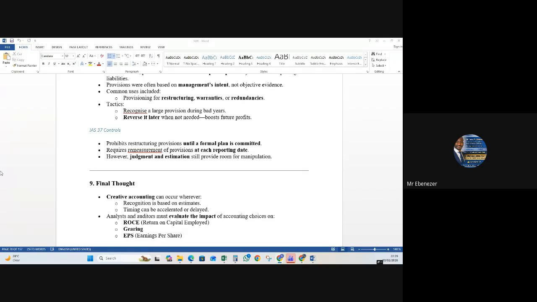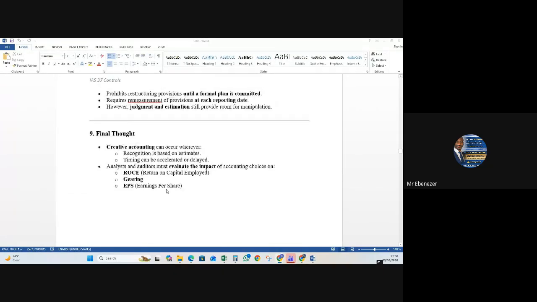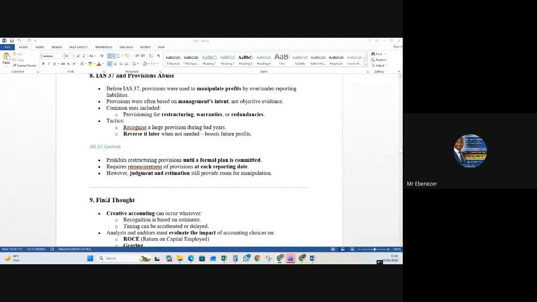Now, it also requires remeasurement of provisions at each reporting date. All right. However, judgment and estimation still provide room for manipulation. Right? Your accounting judgment and estimation still provide room for manipulation. All right, and that's it. I think this is the last thing. This one is just a summary of everything.